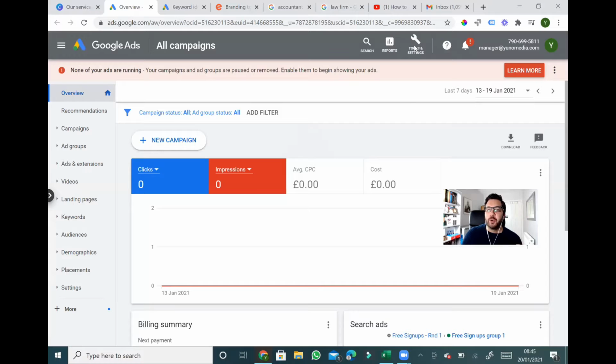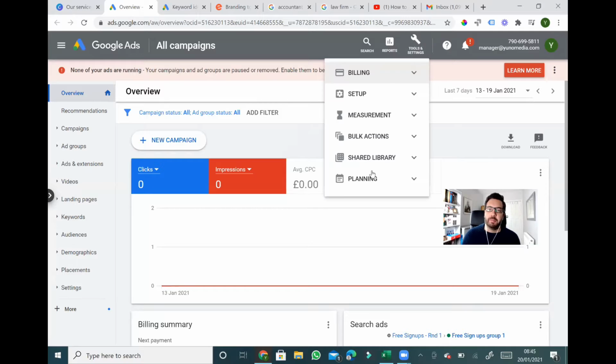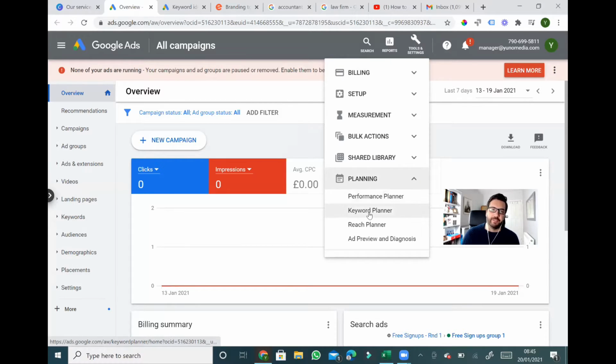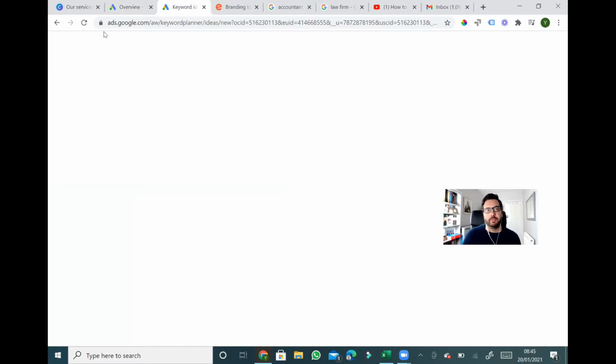Now, we don't have any ads running at the moment. Up here in the tools and settings, hidden away in the planning section, you've got what's called the keyword planner. If you click on that, that'll take you through to the keyword planning section. This is where you can start to research your keywords, see how much they cost, and see how much traffic's coming through on them.